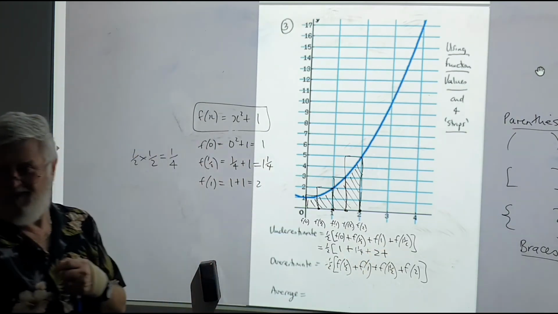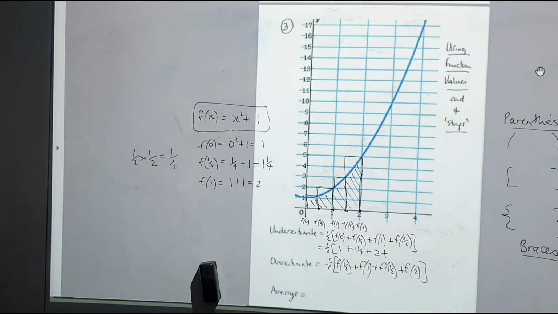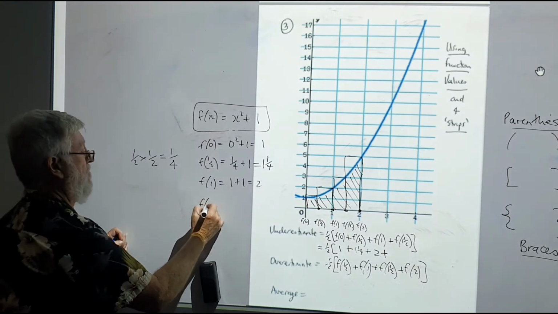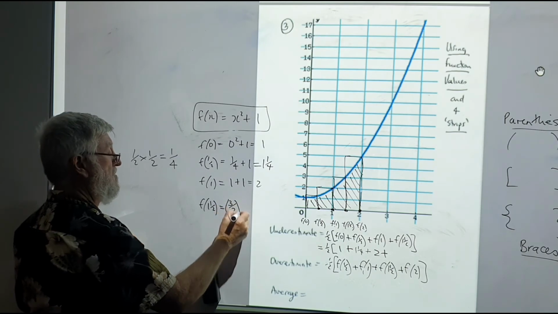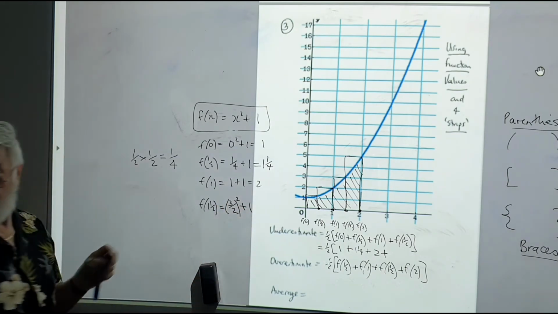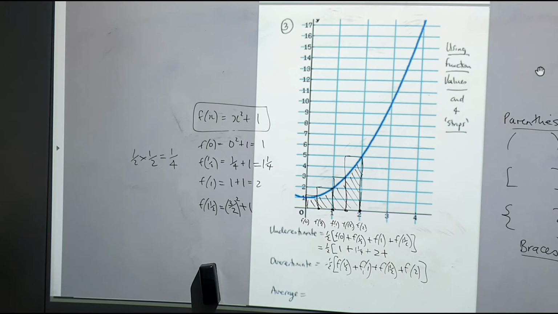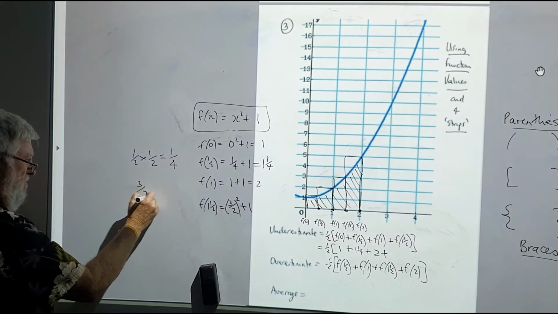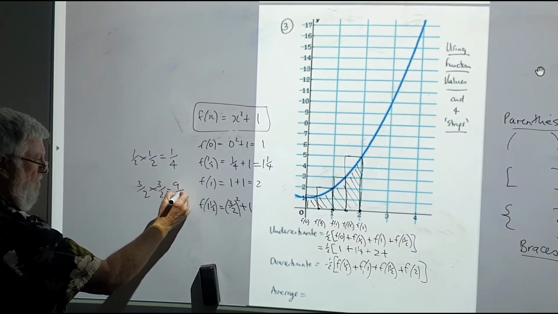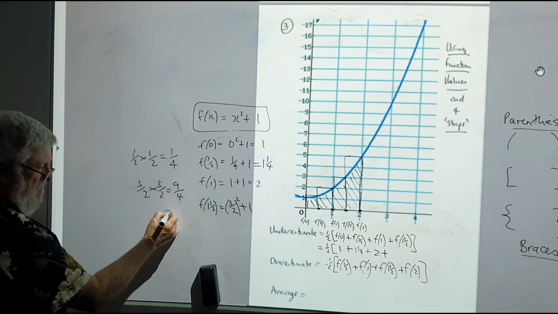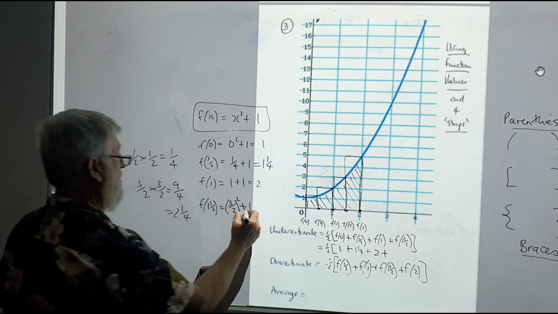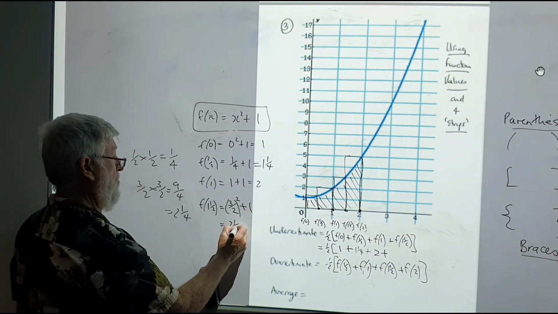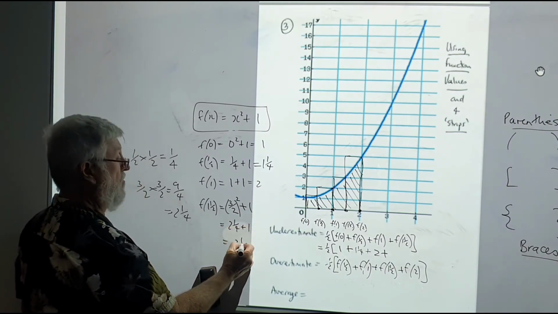And the last one. How many people can't do 1.5 squared? F(1.5). Yeah, I would go 3 on 2 squared plus the 1. Multiply the tops and multiply the bottoms. 3 on 2 by 3 on 2 is 9 on 4, which is 2.25. Take the time. So we've actually got 2.25 plus 1, and we've got 3.25.